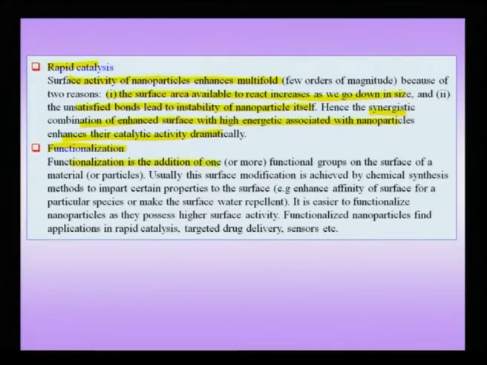Functionalization is the addition of one or more functional groups on the surface of a material or particle in this current context, and usually the surface modification is achieved by chemical synthesis methods to impart certain properties to the surface. For example, we can enhance the affinity of the surface for a particular species, or make the surface water repellent. It is easier to functionalize nanoparticles as they possess higher surface activity. Functionalized nanoparticles find applications in rapid catalysis, targeted drug delivery, sensors, etc.